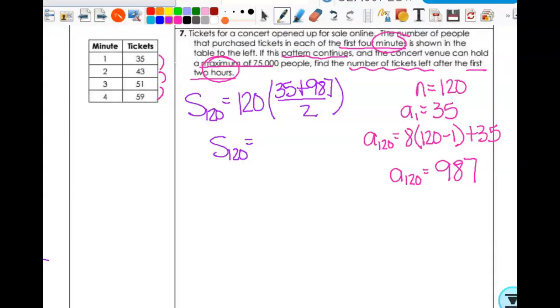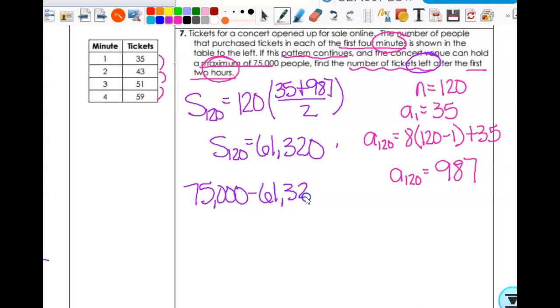Nicole, again, what did you get, hon? Good. 61,320. We all agree with that? Yes, good job. Is that my answer? No. I have to subtract because this is the number of tickets sold. I want the number of tickets left. So I have to take that 75,000 and subtract 61,320. And it gives me 13,680.